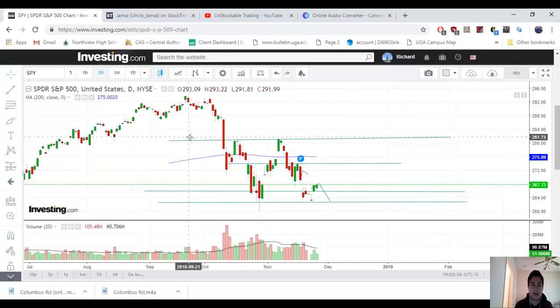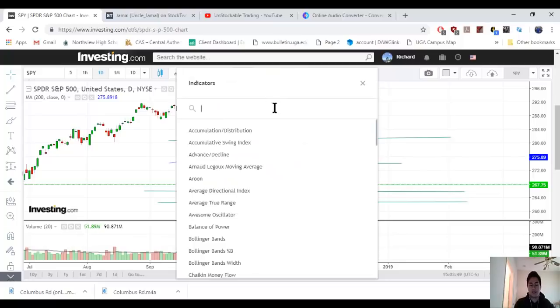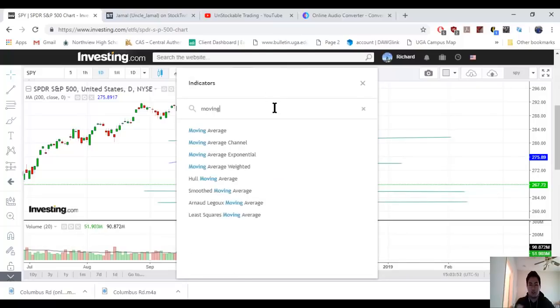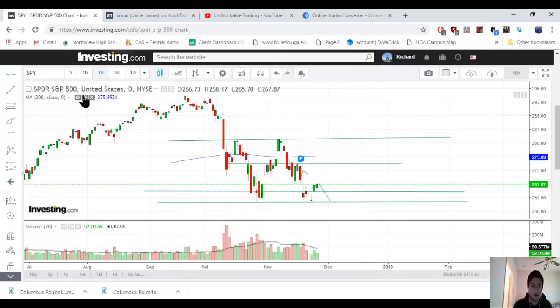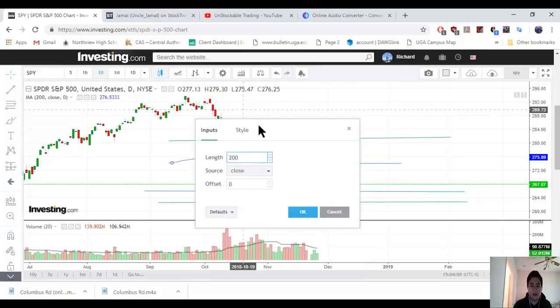So what I do when I break down a graph, if you want to buy or do options, I look at the daily chart first. And you add the 200 day moving average by clicking on the indicators up here, and then just typing moving average. And don't worry about the moving average exponential or weighted, just do moving average. Once you have it, it'll appear here. All you have to do is click on this format and change the length to the days you want.